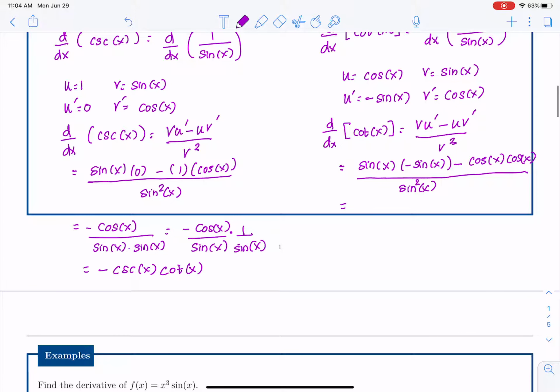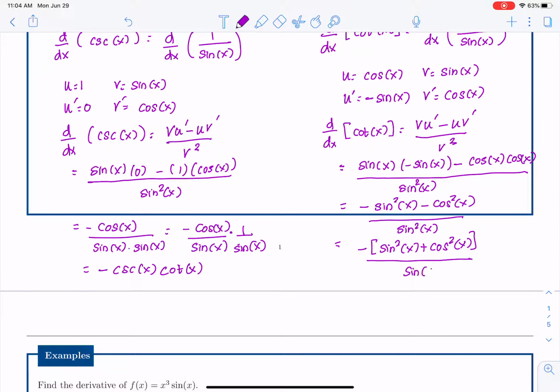So we have negative sine squared x minus cosine squared x divided by sine squared x. I have a negative in common, so negative sine squared x plus cosine squared x divided by sine x squared. Using the identity, we have negative 1 over sine x squared, which would simply give us negative cosecant x squared.